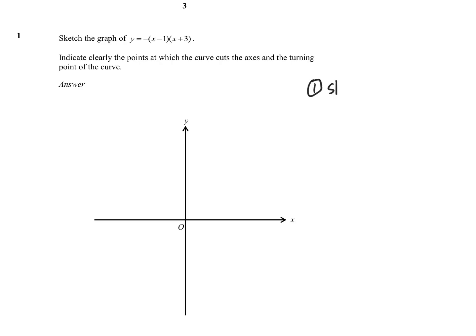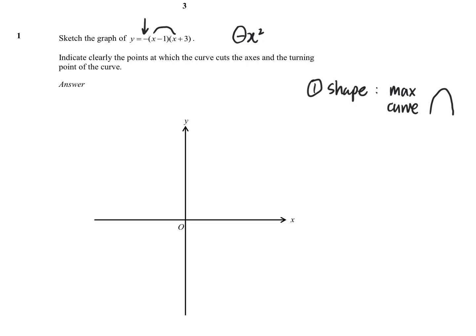Steps. First is the shape. So you look at the sign in front, or rather if you expand everything out fully, it's a negative x squared. So this tells me that it must be a maximum curve. So the shape must look like this.